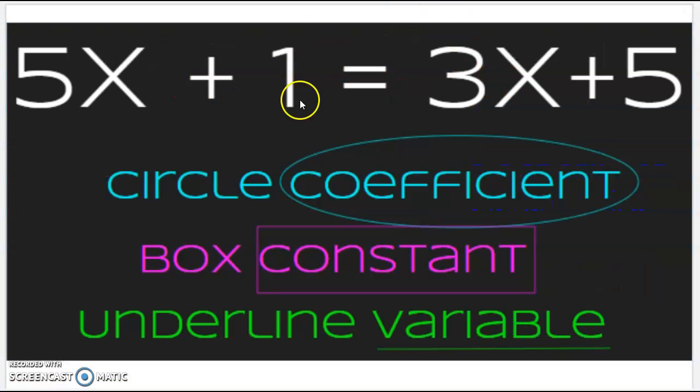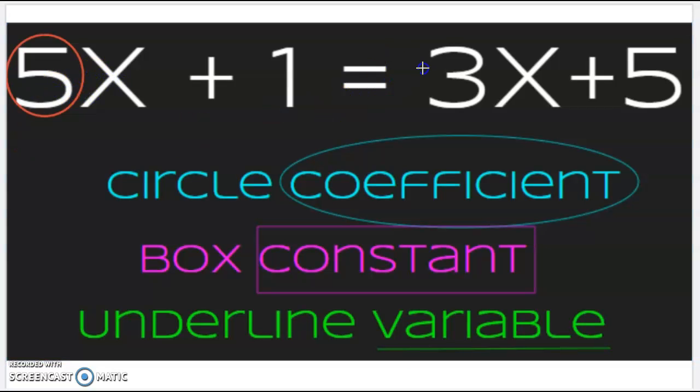Slide 2, you are circling the coefficient, you are boxing the constant, and you are underlining the variable. You can either do those by hand or select the shape that you want. If we circle the coefficient, it is the number that is with the variable. So if you make a circle, you can drag it to where you need it to be. Remember, it is the big number that is with the variable.